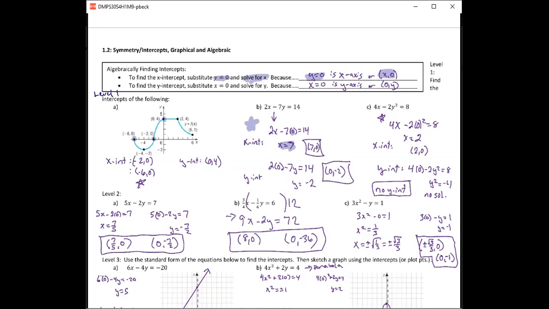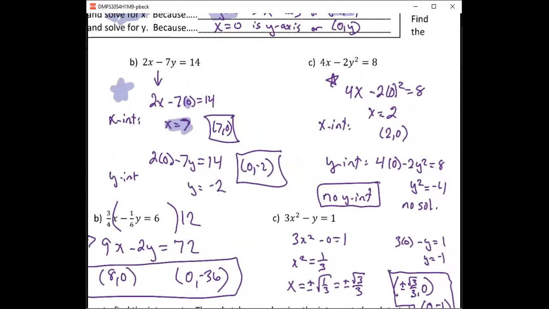Now, what happens algebraically if, in this case, we get y squared equals -4? Let me take that one step further and say y ends up then being plus or minus 2i. Well, plus or minus 2i is not on the real plane, which is why we have no real solutions out of this. So there are no y-intercepts that result from it.